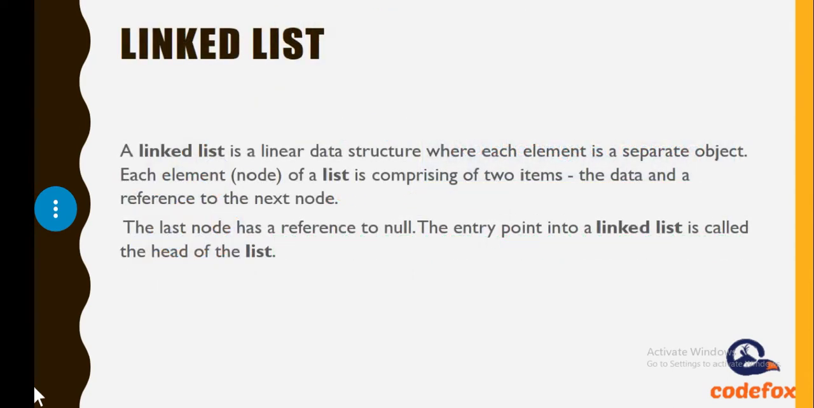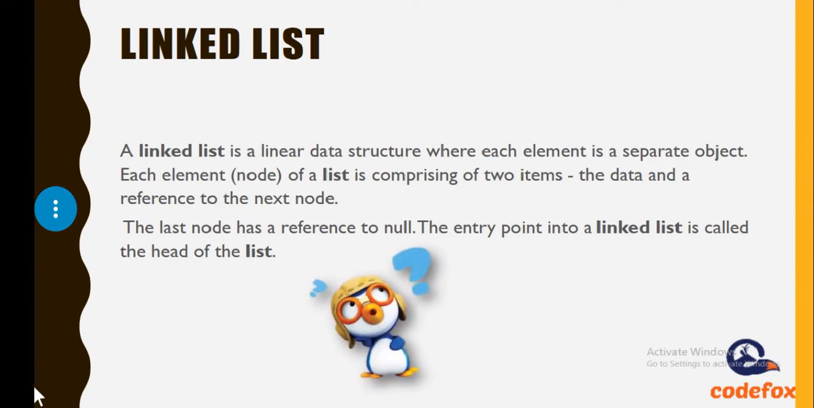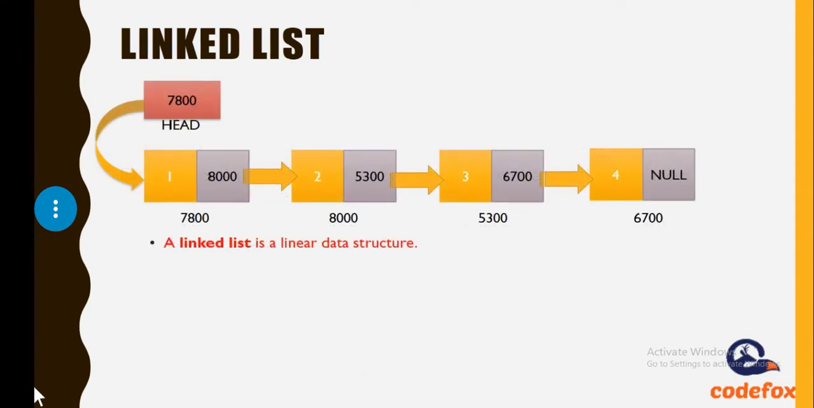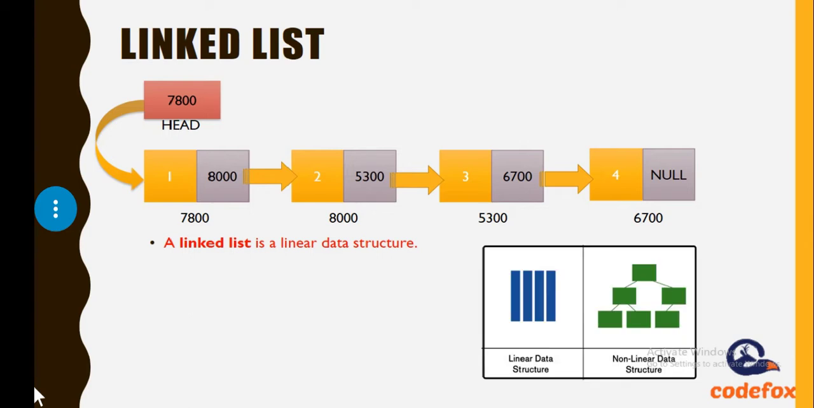This is the definition for linked list. I don't understand? Don't worry, we are going to discuss this point by point. Our first point, linked list is a linear data structure. What is linear data structure?